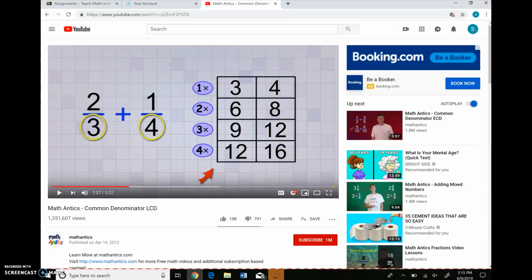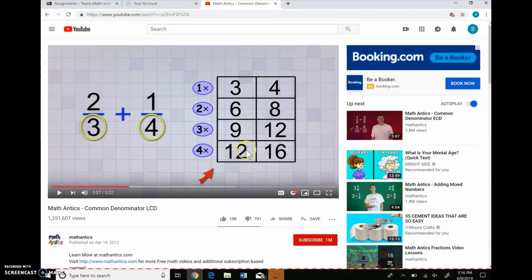So this is one that I really like that I saw a teacher show her 3rd grade students from Math Antics, and it's just helping them show common denominators. They have them use scratch paper and write it out. I'm not going to play the video to show how they explain it, but I just wanted to show this box here.